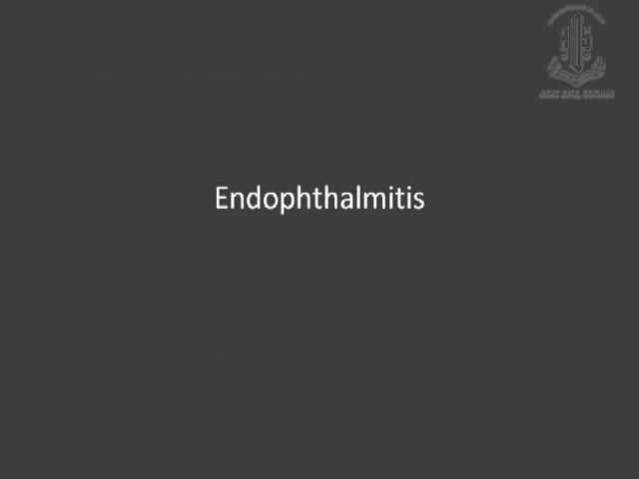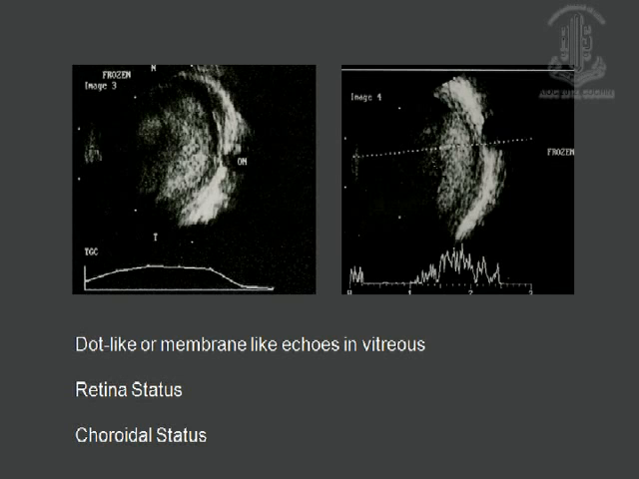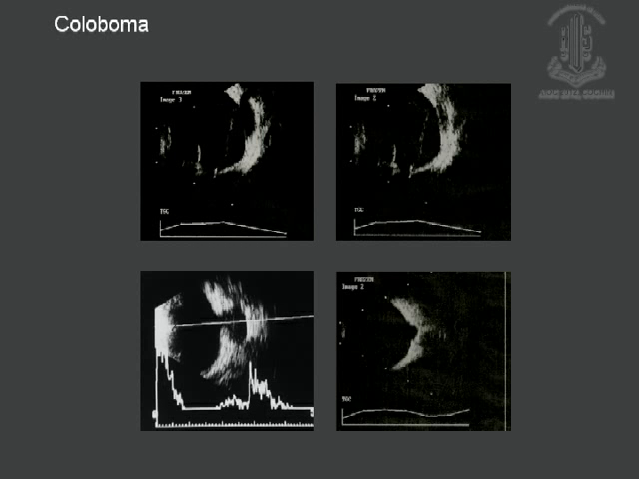And in endophthalmitis, you see a bunch of echoes in the vitreous. There has been one or two studies trying to correlate this etiologically, but really you can't say what kind of endophthalmitis it is. You see a lot of echoes in the vitreous. More important in endophthalmitis is to know the retinal status and the choroidal status, because that's what determines the intervention. If you have a choroidal detachment and a retinal detachment, you know these are not going to do well. So that's how it helps in endophthalmitis cases.